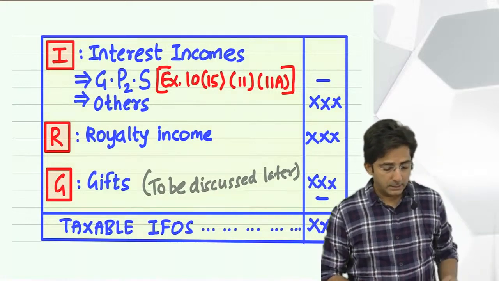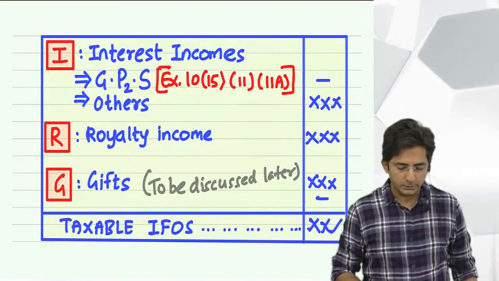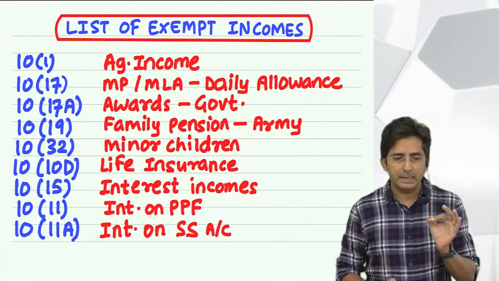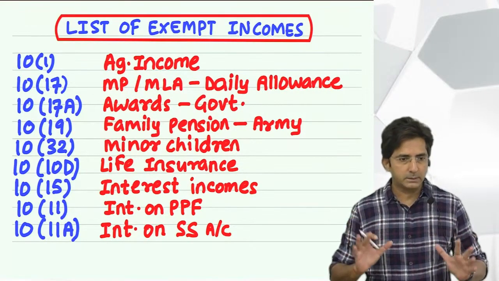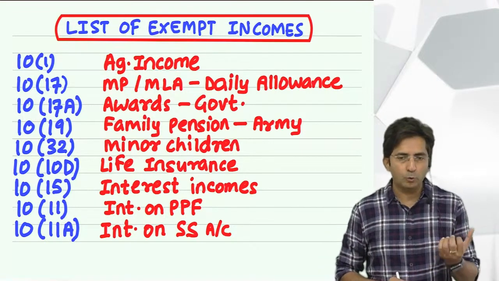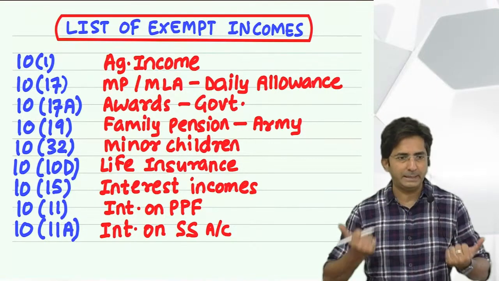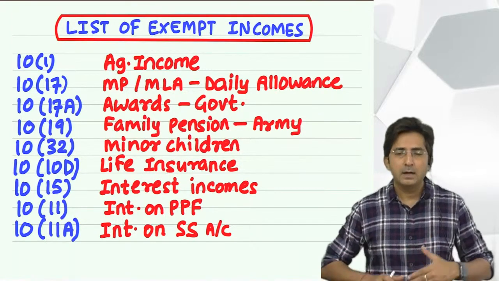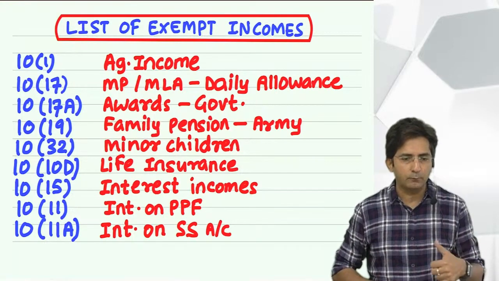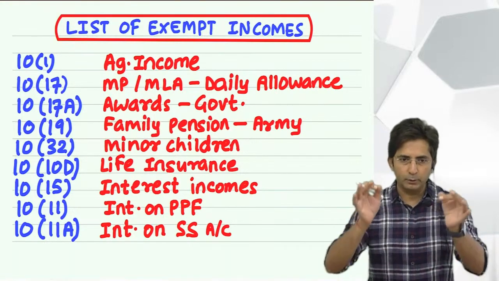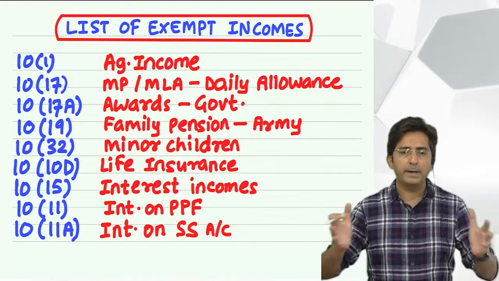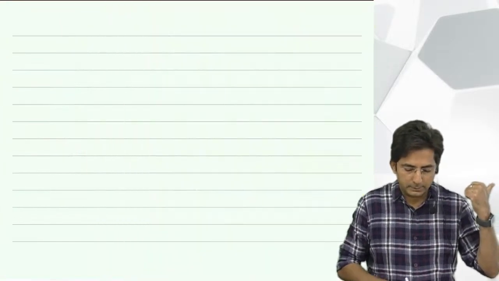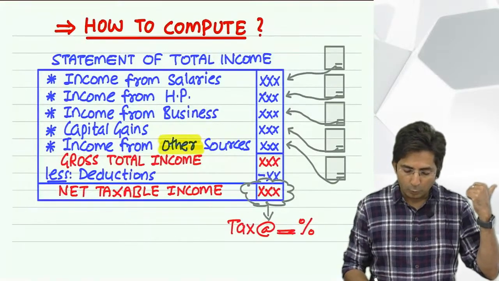Okay, now see, last lecture we started with the topic income from other sources. Just to have a recap of the previous lecture, in income tax subject, what is your objective? To know how to calculate the income and how to calculate the tax. Incomes are classified into five categories: salary, house property, business, capital gains, and income from other sources. Each income we have to calculate separately, and then we combine all the incomes. After we combine all the incomes, what we get is called gross total income.